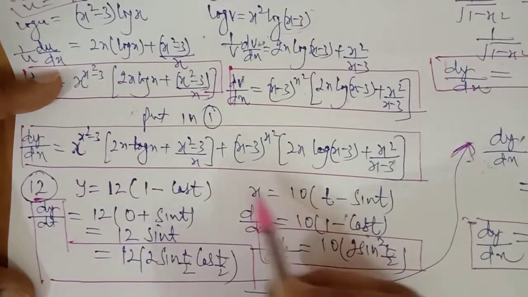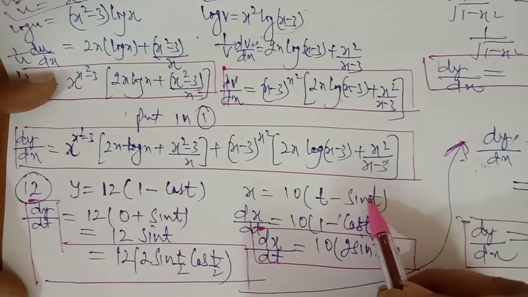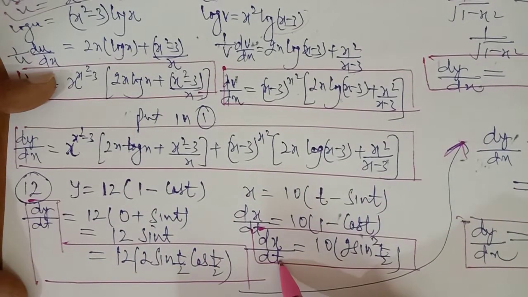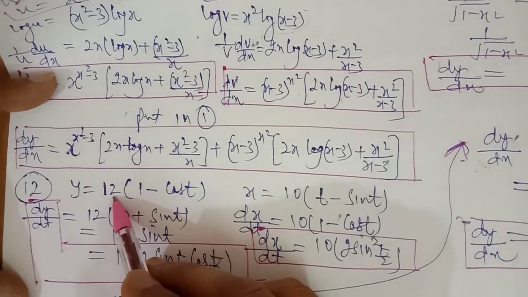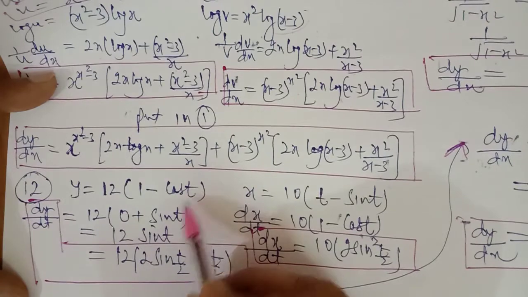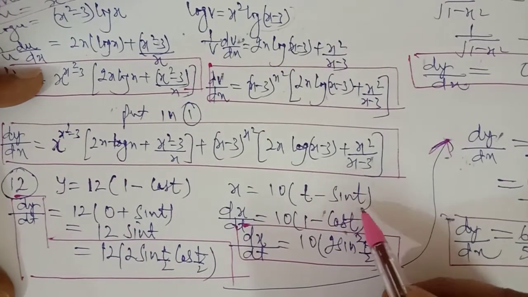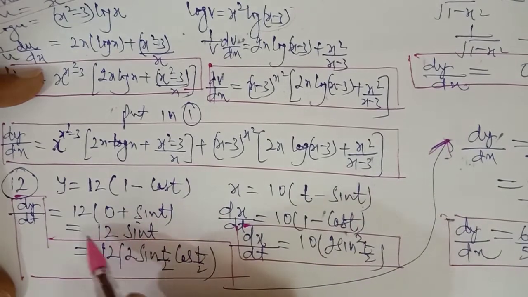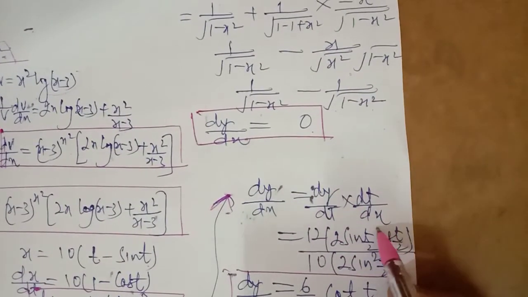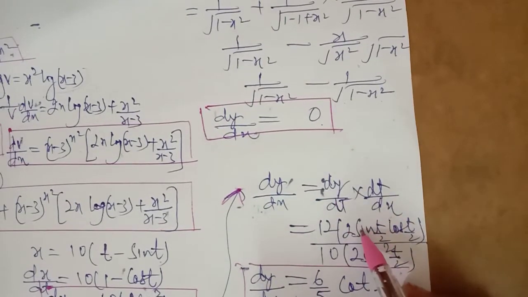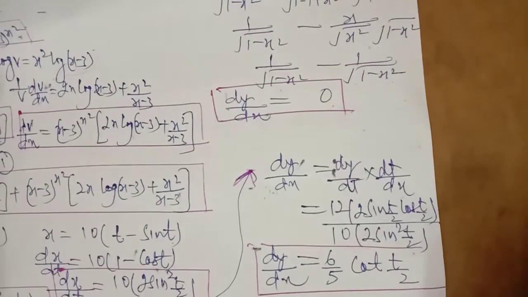Now question number 12 is of the parametric functions, where y and x are expressed in terms of t. You know that we can differentiate it by using the chain rule. First of all, you find dy upon dt, which is equal to 0 plus sine t, and dx upon dt will be equal to 1 minus cos t, and dy upon dx will be equal to dy upon dt into dt upon dx. So dy upon dt is this, dx upon dt is this, and simplify by using the trigonometric identity.